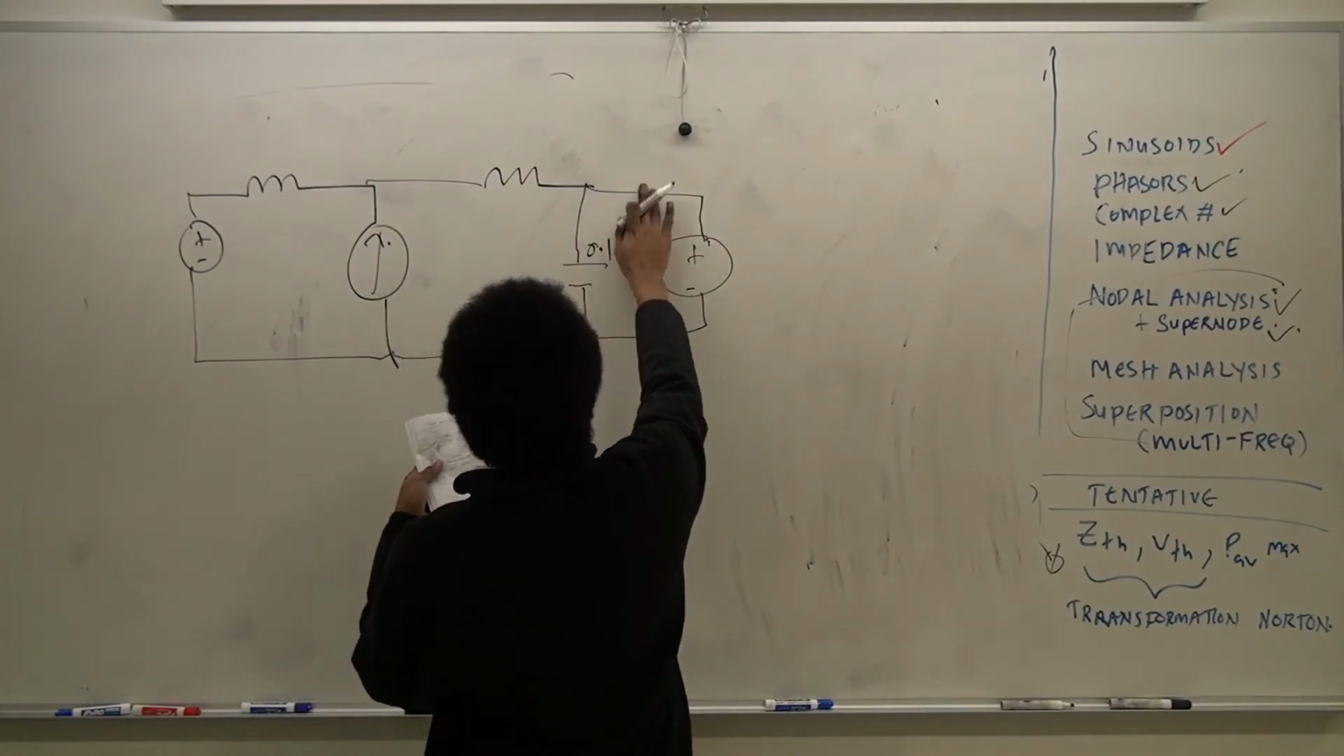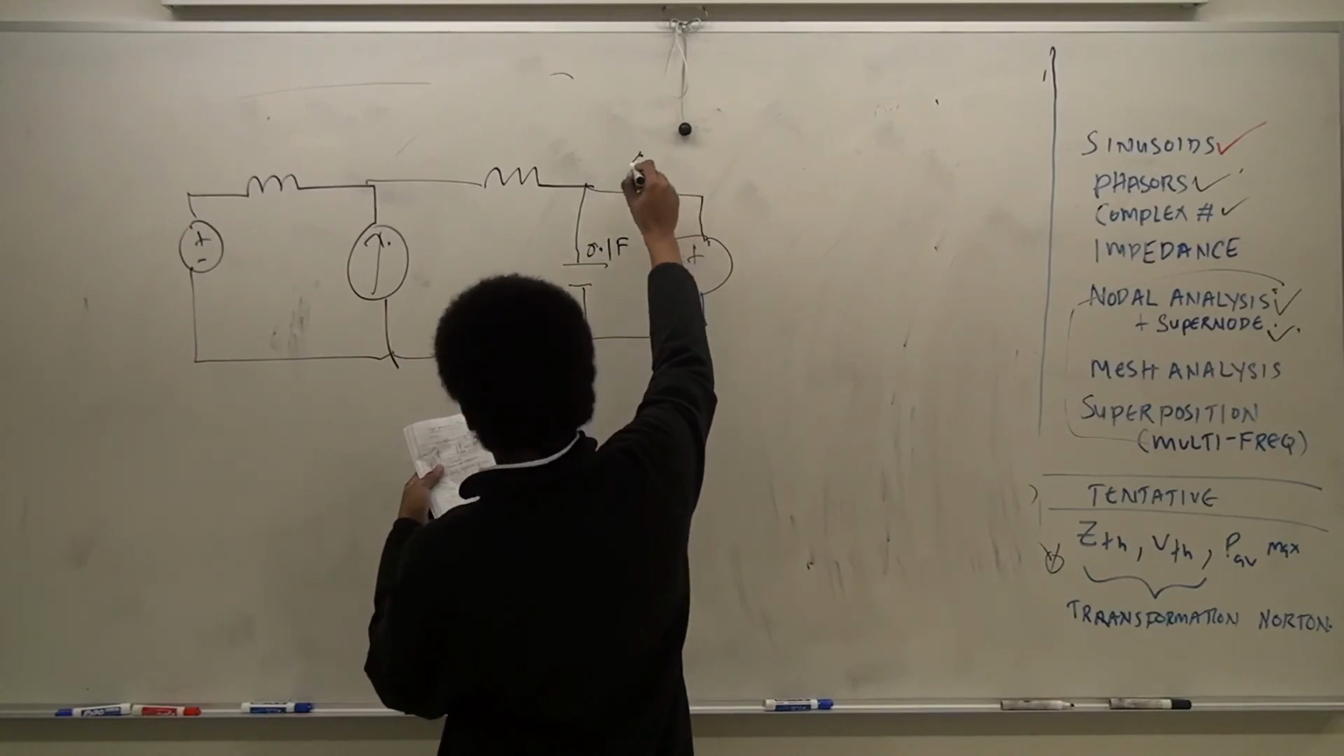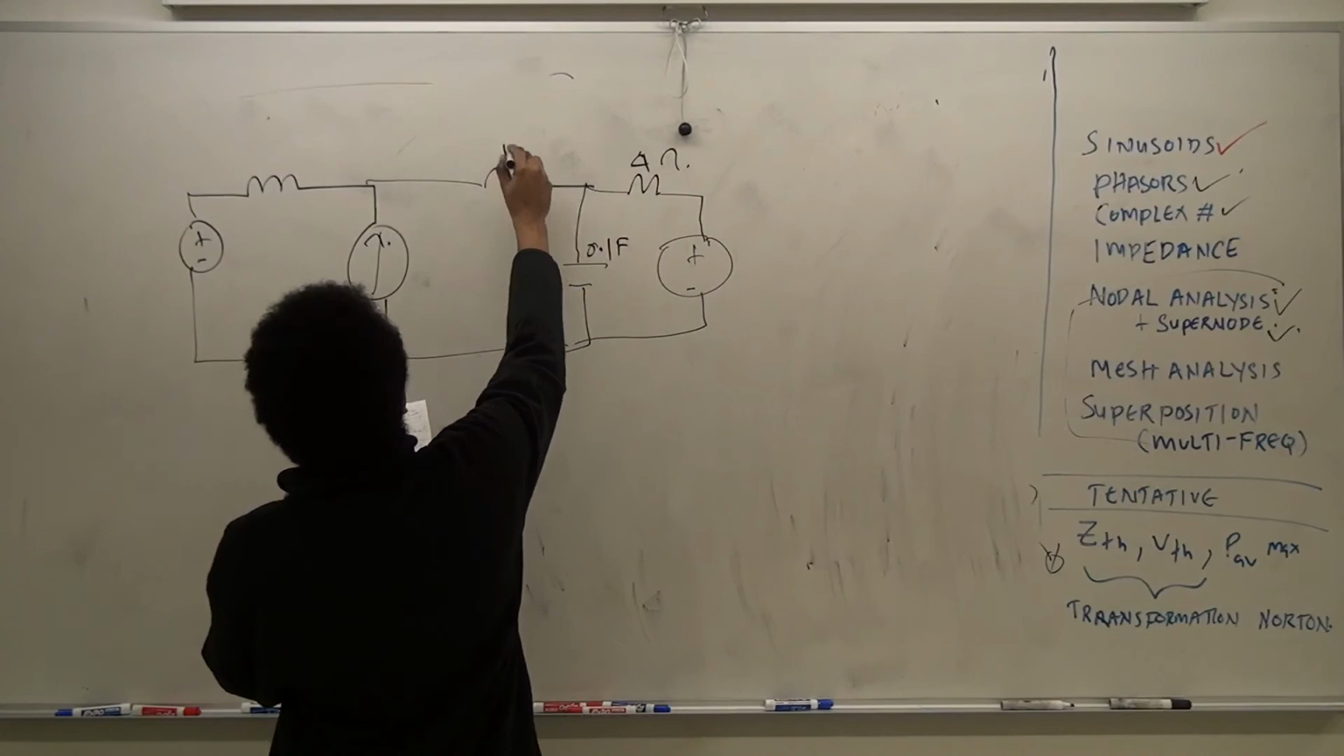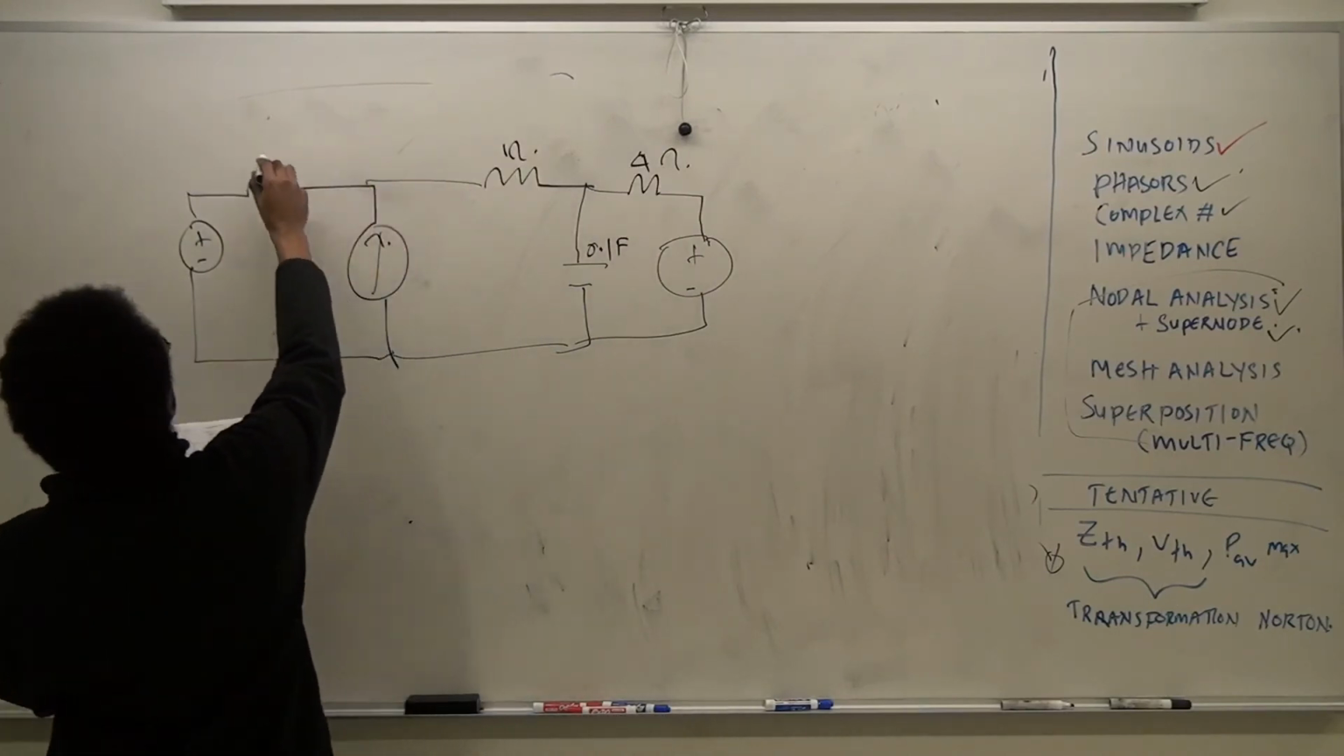There's a 4 ohm here. This is the last problem we're solving. The 4 ohm, the 1 ohm here, and then we've got a 2 Henry.